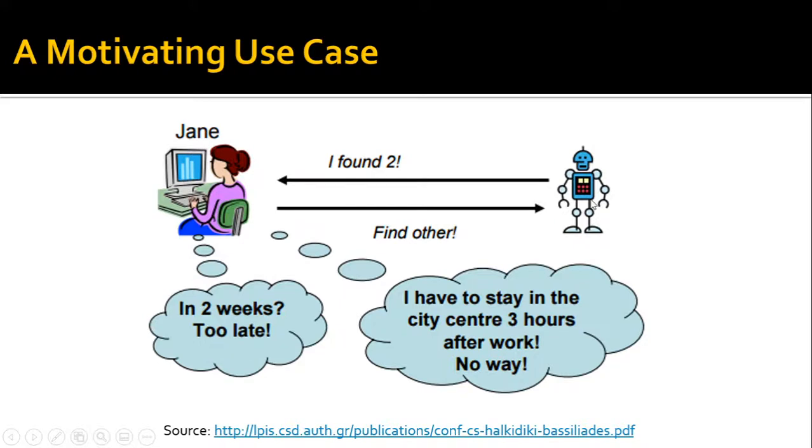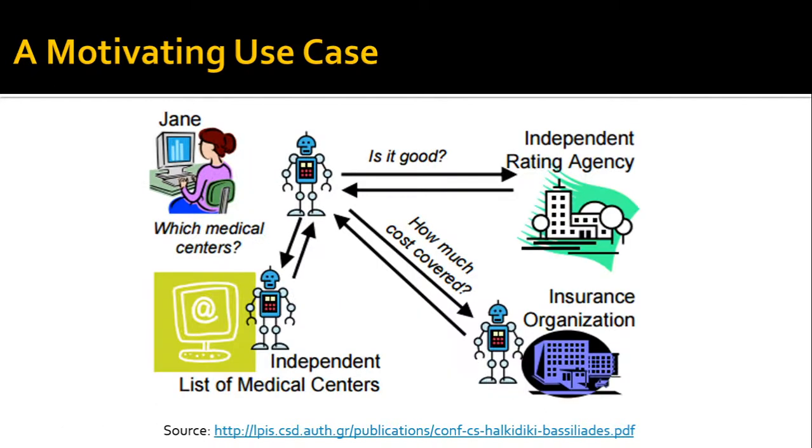Now, Jane's agent finds two solutions, or two appointments really. One solution says that the test can be done, but the appointment is available in 2 weeks. But for Jane, that is too late. The other option is another appointment at another medical center. But for that, Jane has to stay in the city center for 3 hours after work. So it is also not going to work for Jane, right?